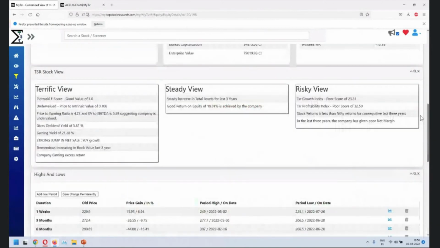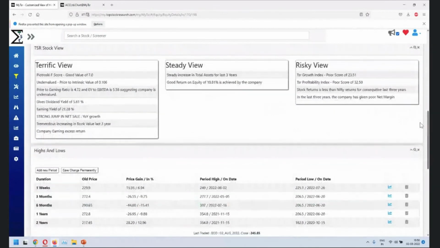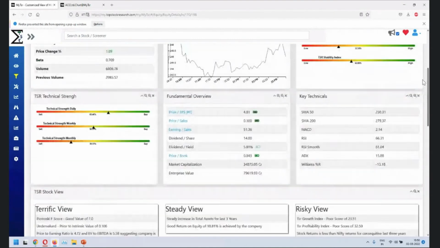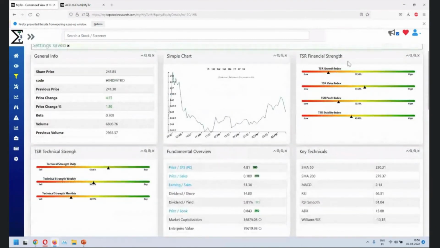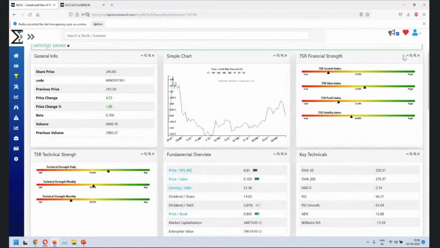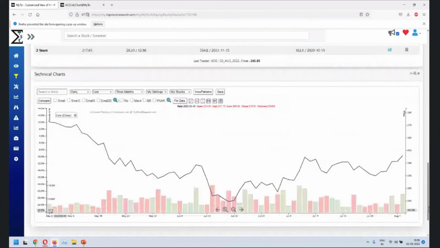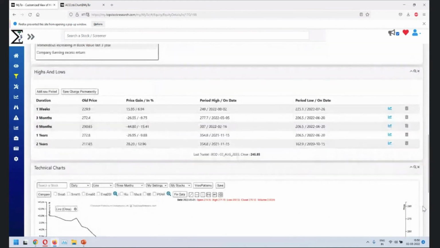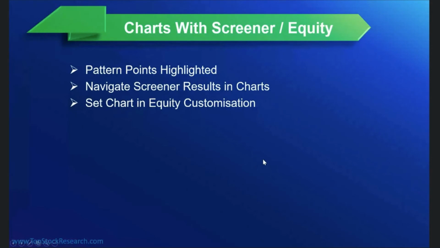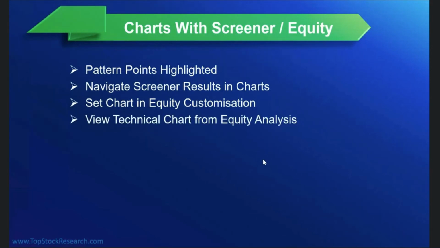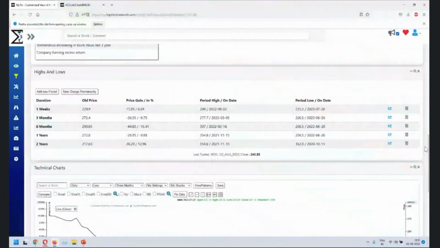So you can customize the page you want, right? You can have all your views together. These are the trend strength, financial strength, the key fundamental, key technical. You can have charts right there, right? So there are quite a few things which you can do here. View technical charts from equity analysis.